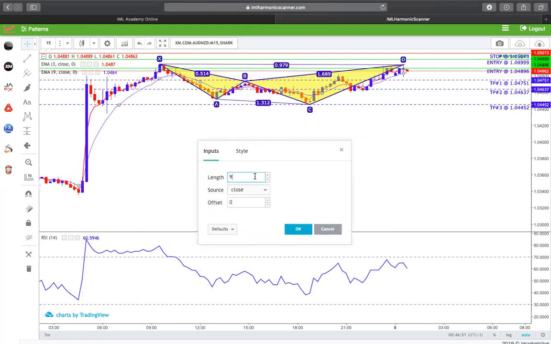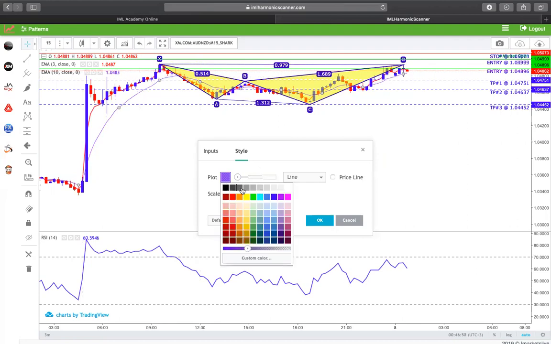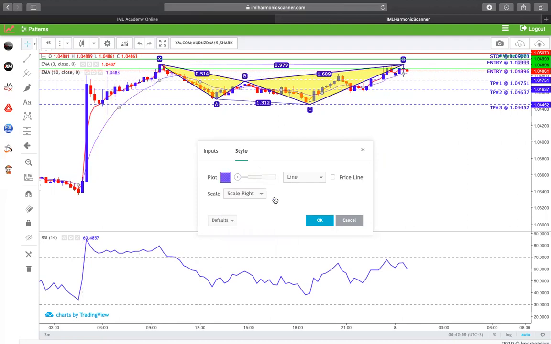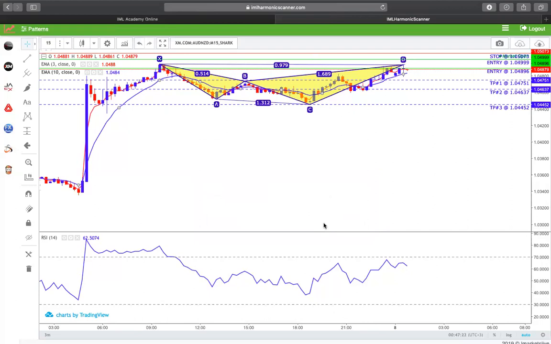The length for that one is 10. Source close, and then offset 0. The style for that is going to be blue. And then, yeah, you can thicken it a little bit as well if you'd like. I think I moved the offset to 1. It kind of gives a different view. We'll keep it like this. We're not going to confuse things. And then click OK, and then it's set.